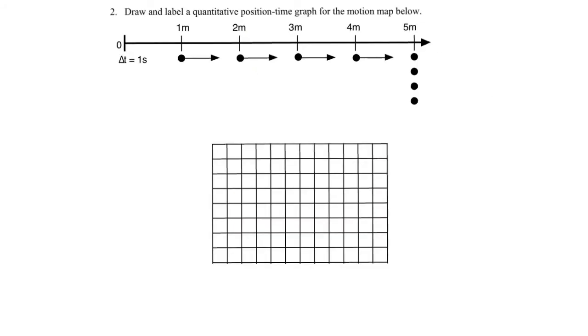And here's the last question. Draw and label a quantitative position time graph for the motion map below. Now, we're going to be looking at position time graphs a lot. Here's the thing about position time graphs. First of all, time is always going to be on the x-axis. Okay? Time.